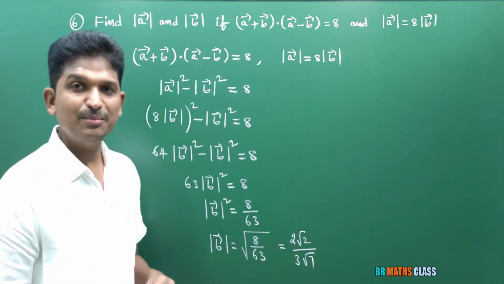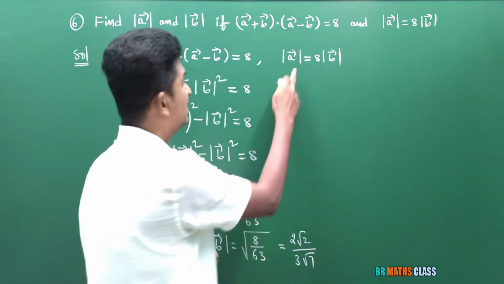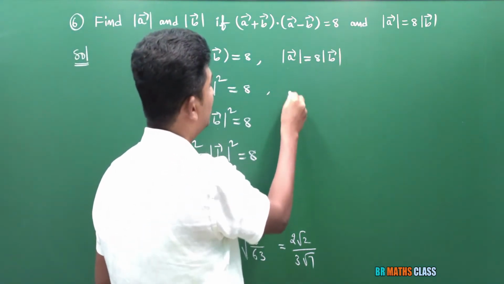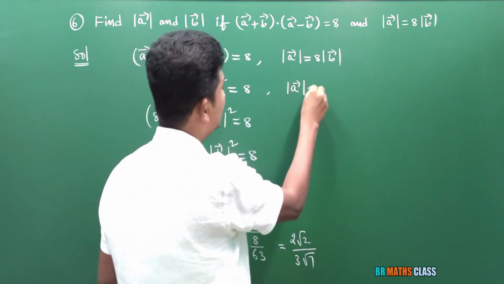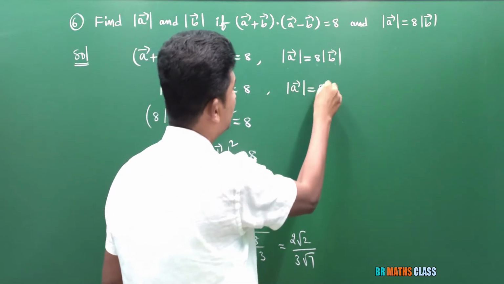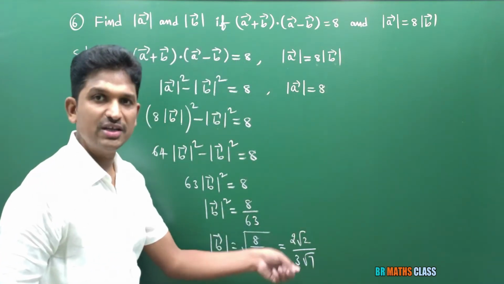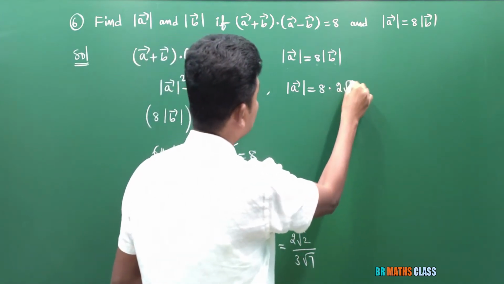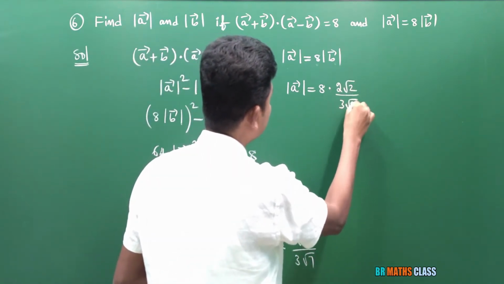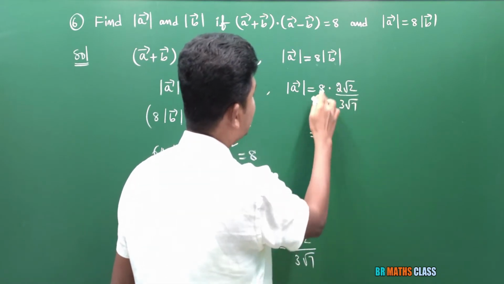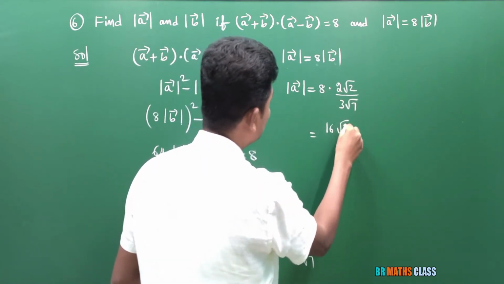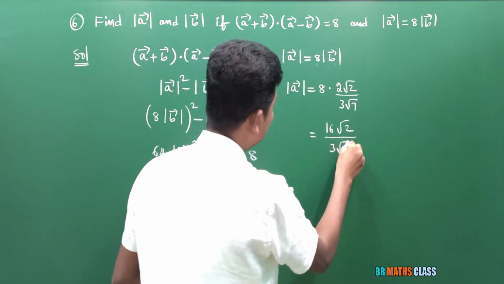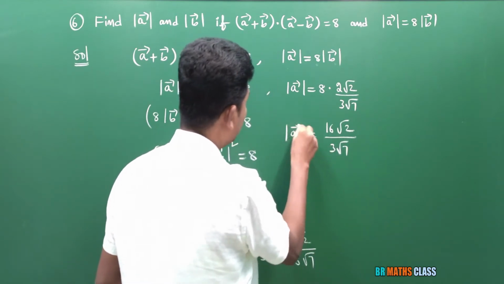Now I will calculate magnitude of A bar. To calculate magnitude of A bar, I will use this formula only. What is magnitude of A bar? It is 8 times of magnitude of B bar. Right? Magnitude of B bar you already got here. What is this? Magnitude of B bar we got it as 2 root 2 divided by 3 root 7. If I simplify this, what you will get? 8 2s are 16 root 2 divided by 3 root 7. So I got magnitude of A bar.